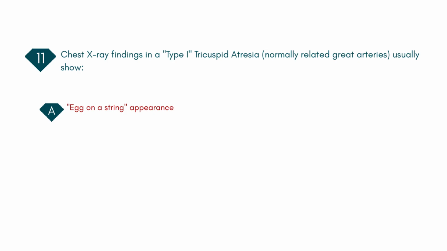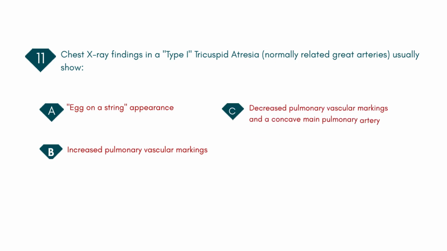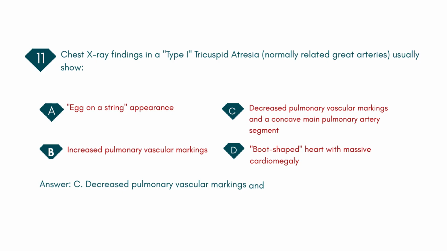Chest X-ray findings in type 1 tricuspid atresia, normally related great arteries, usually show: A. Egg on a string appearance. B. Increased pulmonary vascular markings. C. Decreased pulmonary vascular markings and a concave main pulmonary artery segment. D. Boot-shaped heart with massive cardiomegaly. Answer C. Decreased pulmonary vascular markings and a concave main pulmonary artery segment.